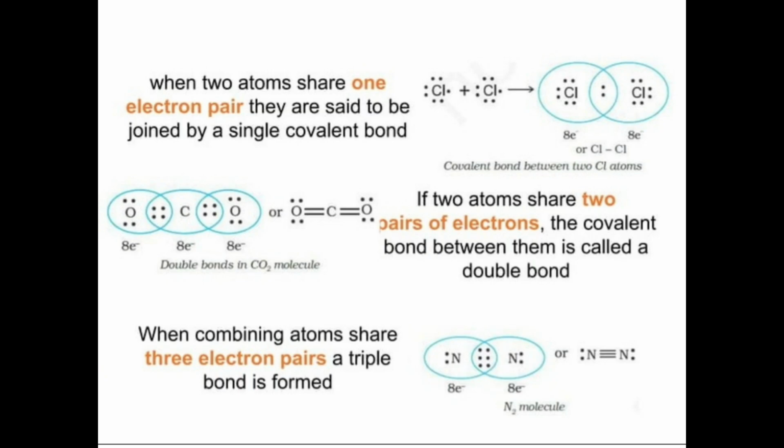I hope the meaning of chemical bond, why bond formation is required, and how an atom completes its octet by forming a bond is clear to everyone.